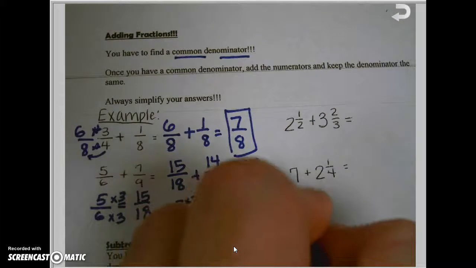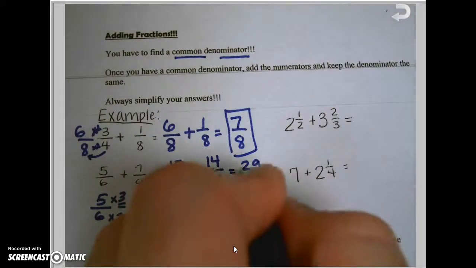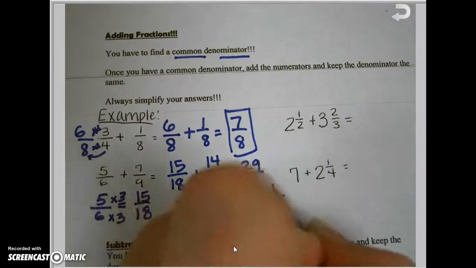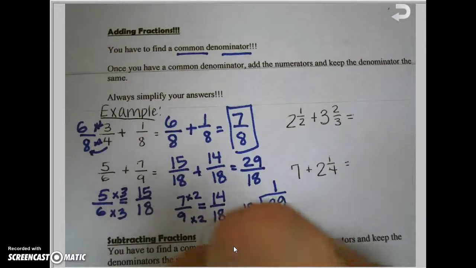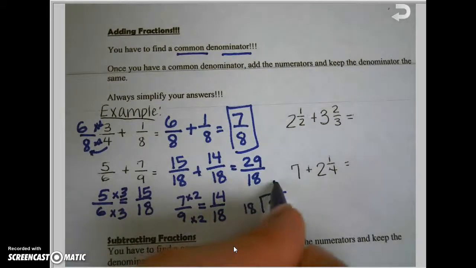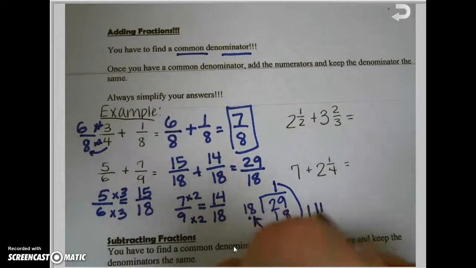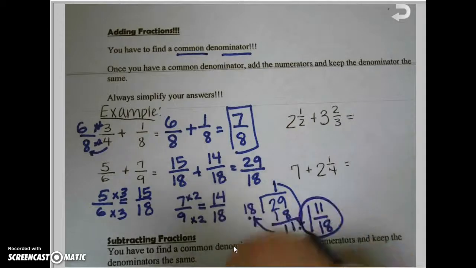So I'm going to take 29, and this is basically division, so how many times can I pull 18 out of 29? I can do it once, so that's 1 whole, and I have 11 left over. So my answer would be 1 and 11/18. It's called around the world, 11/18. And that would be my answer.